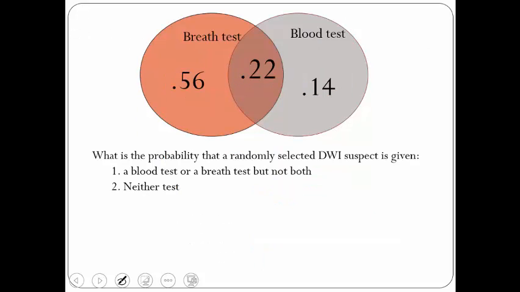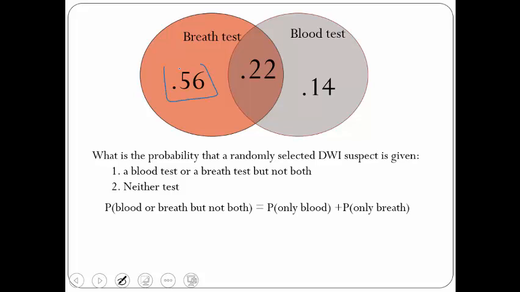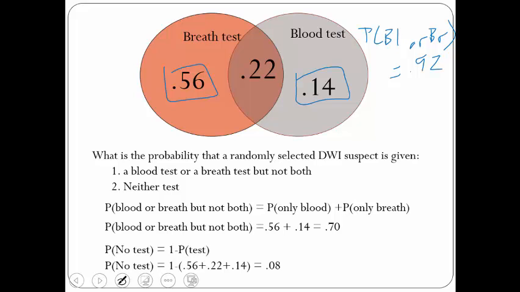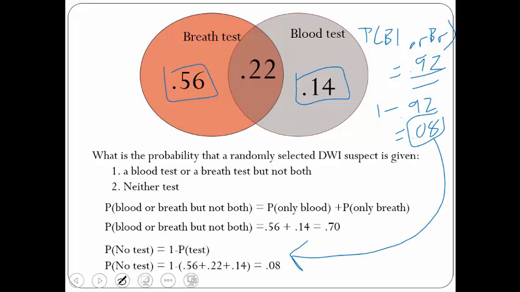Now, what's the probability they're given one test or the other but not both? Well, that would be blood only, right, for number 1, plus breath only. That'd be 0.70. What's the probability they're given neither test? Well, we just saw blood or breath previously, right, was 92%, which means there's 8% of people that didn't, right? So 1 minus the probability of those that are tested. 92% of people were tested, so 1 minus 0.92 equals 0.08. So 8% of the people were given no test at all.